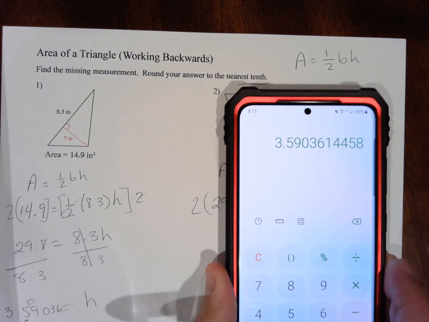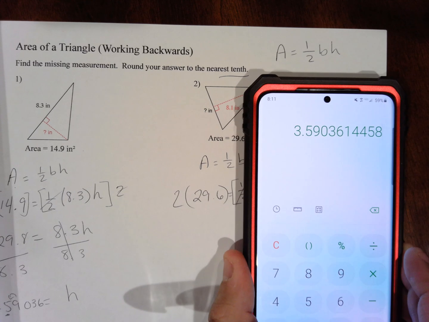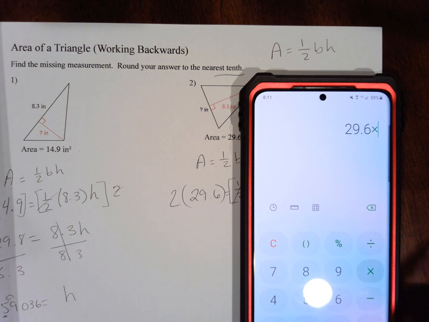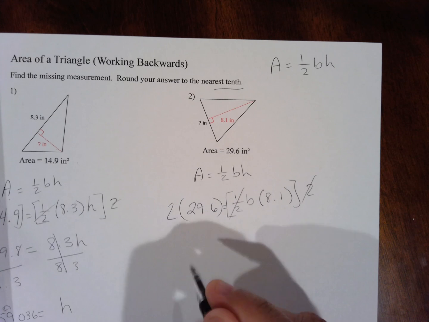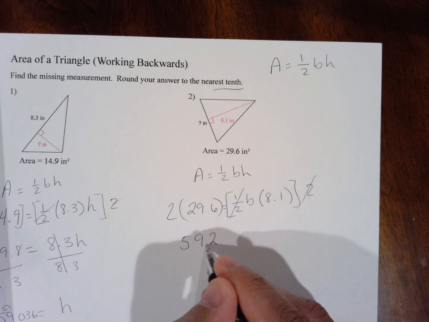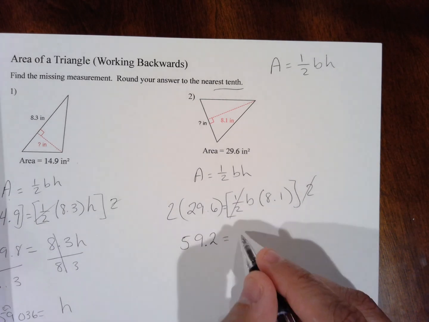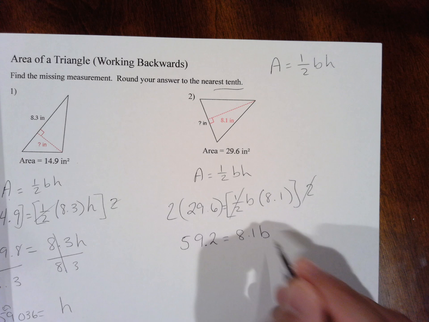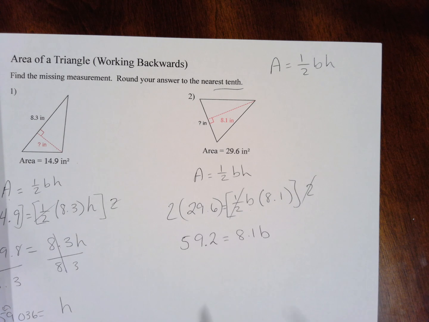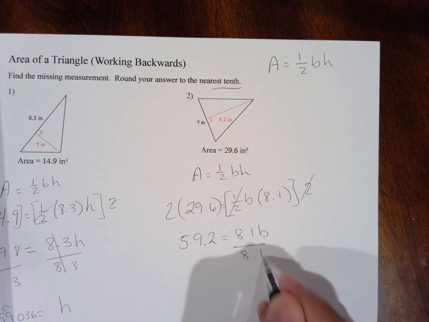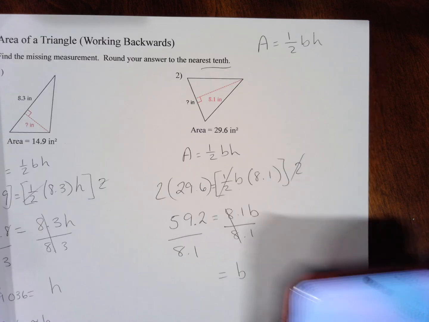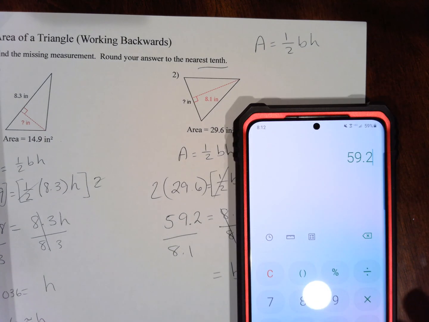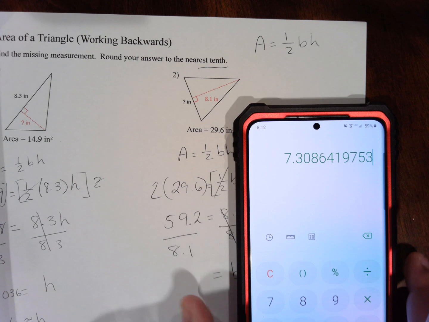Okay, so if I'm not sure how to do it, again, I can just put it into the calculator. 29.6 times 2 gives me 59.2. So I get 59.2 is equal to 8.1b. That's what's left, b times 8.1. Divide both sides by 8.1. This will cancel. I'll get b over here. Again, into the calculator. 59.2 divided by 8.1 gives me 7.308.